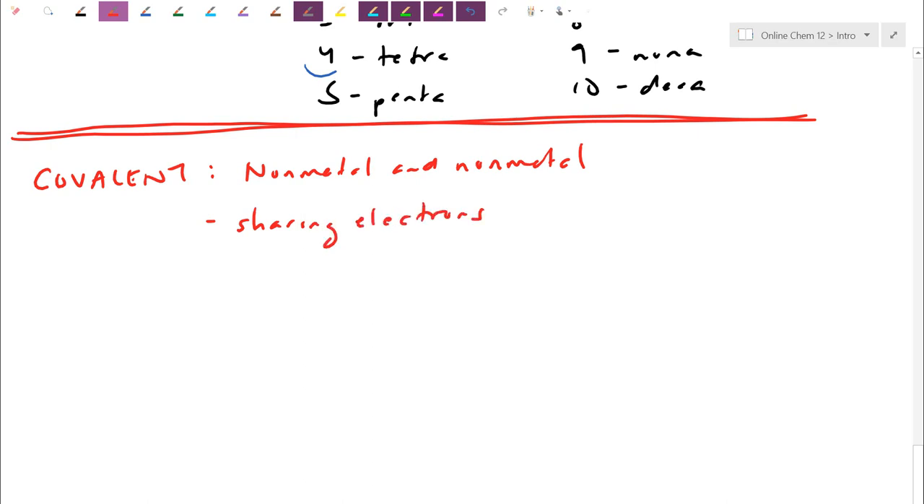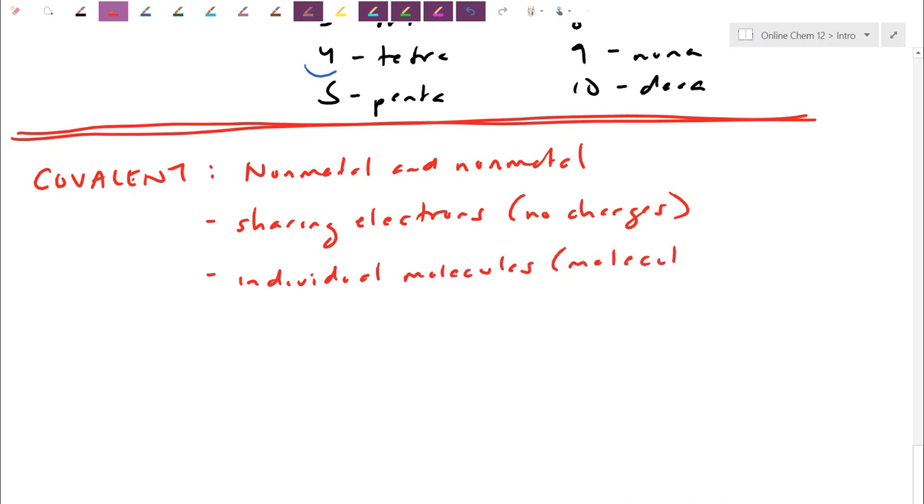And because we share electrons, we don't actually transfer the electrons, so there are actually no charges that end up forming. In ionic compounds, the nonmetal pulled so hard that it transferred the electron, it actually became a negative, and that's why we wanted to have lattices here. It doesn't happen for a covalent compound. For a covalent compound, usually we refer to these as just individual molecules, or better yet here, we're going to call them molecular.